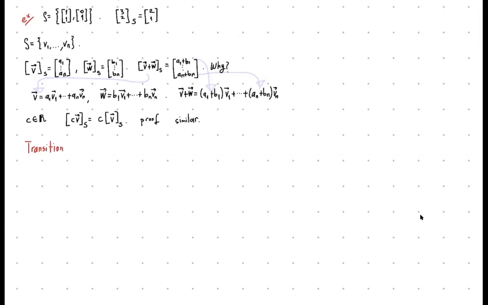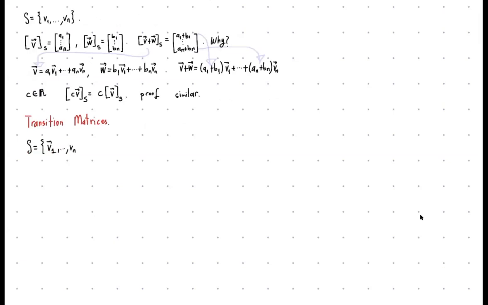Let S be an ordered basis V1 to Vn, and let T be another ordered basis, with vectors W1 to Wn. Since these are bases of the same vector space, they must have the same number of vectors. If one has n vectors, the other must also have n vectors. So we have these two ordered bases.